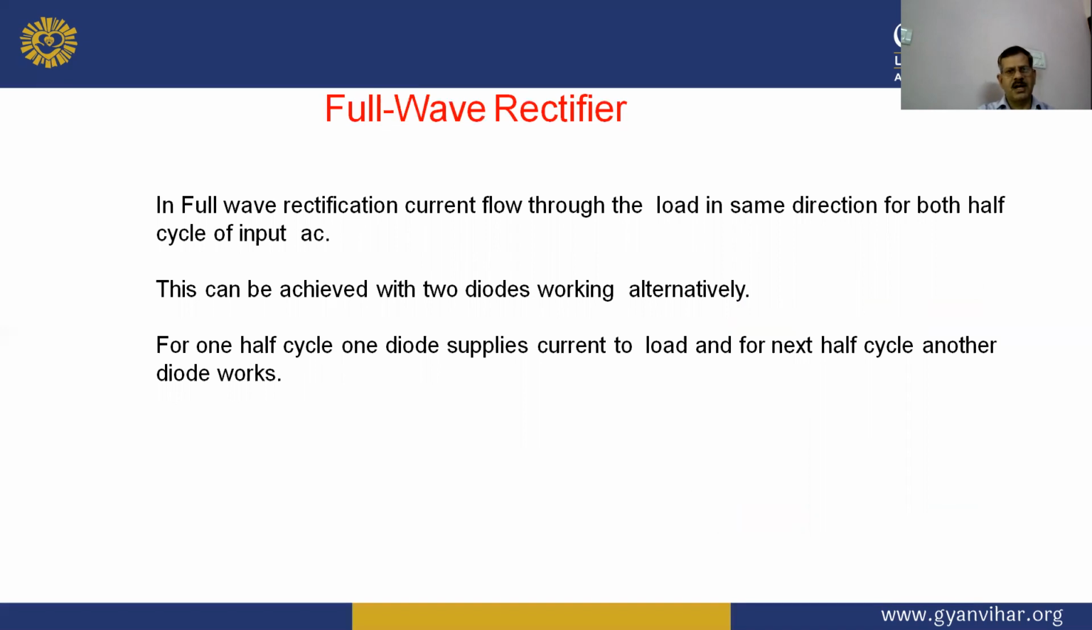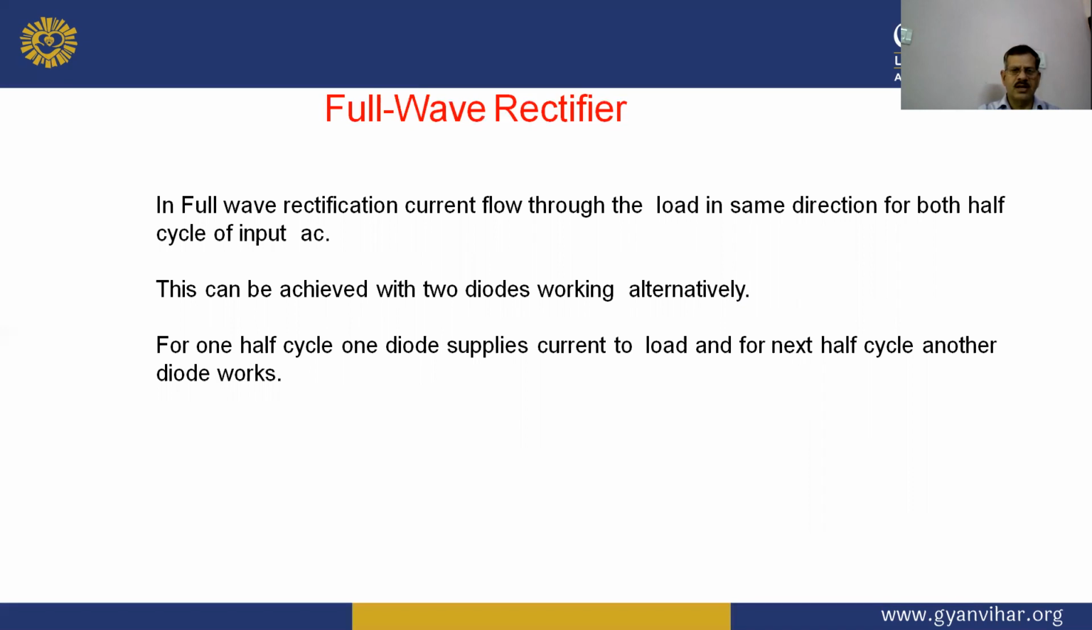And the next type is the full wave rectifier. In full wave rectification, current flows through the load in the same direction for both half cycles of the input AC supply or input AC signal. This can be achieved with two diodes working alternately. So we use two diodes in a full wave rectifier.